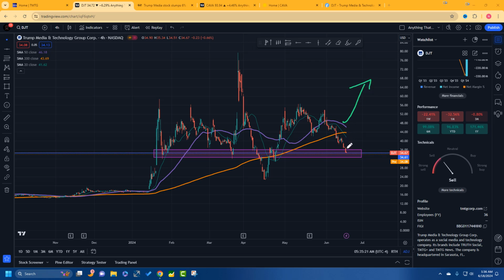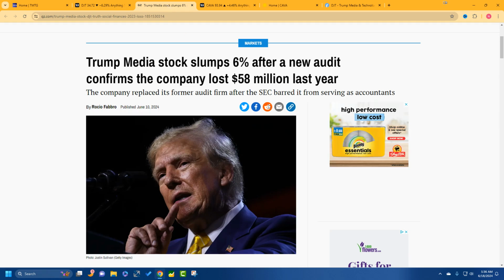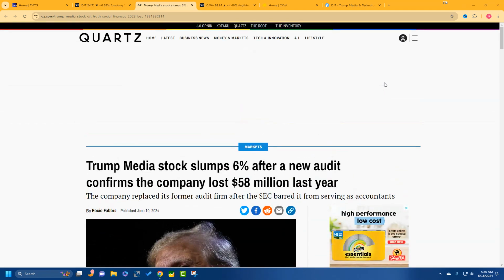Right now, we're below it. So even if we curl up, we may hit our head like the ceiling of a house on these levels and bounce down again. I don't know. But what do I want to show you? Why don't I know? Look at this. Does everybody know about this? Trump Media stock slumps after this. There was a new audit. So take that in. That's something that happened.